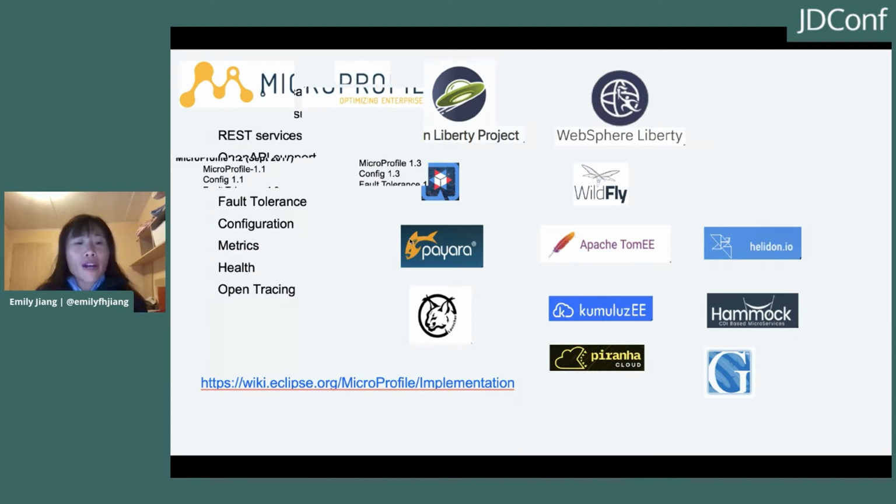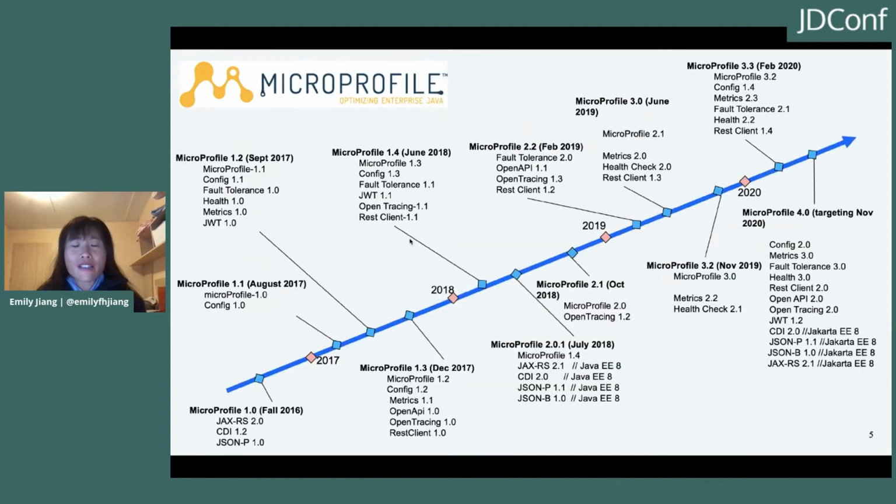MicroProfile has a very rapid release cadence. Every year we have about 3 releases, with the exception of this year because we were trying to set up a working group. The latest release is MicroProfile 3.3 back in February 2020, and in the next couple of weeks, in November time, we are trying to release MicroProfile 4.0, which is trying to align with Jakarta EE 8.